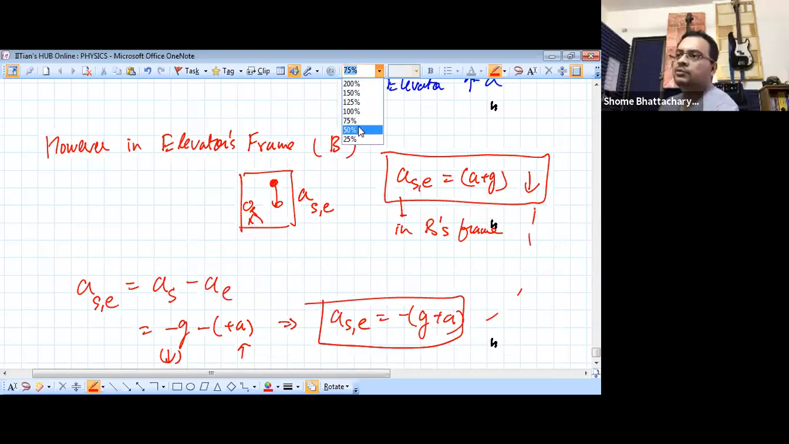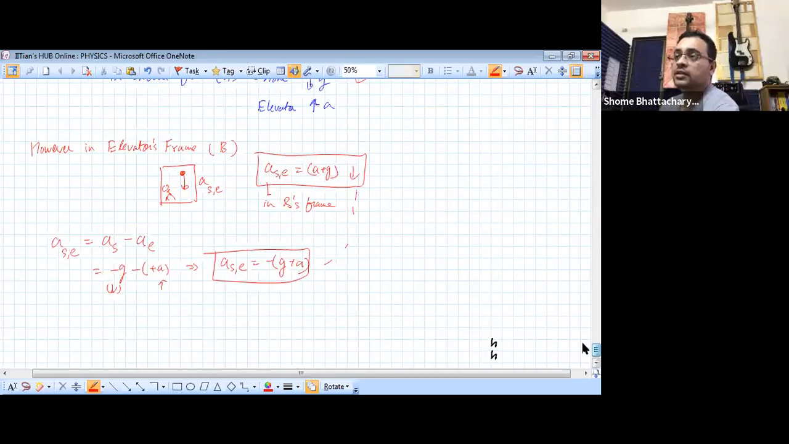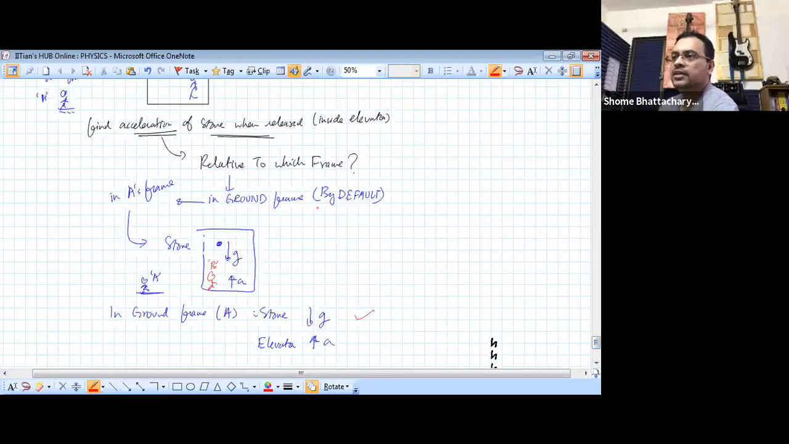However, the question does not say that we have to find it with respect to the elevator. The question says that you have to just find the acceleration of the stone. So remember one thing, that when nothing is specified in the question, then the default frame that we always take is the ground frame.